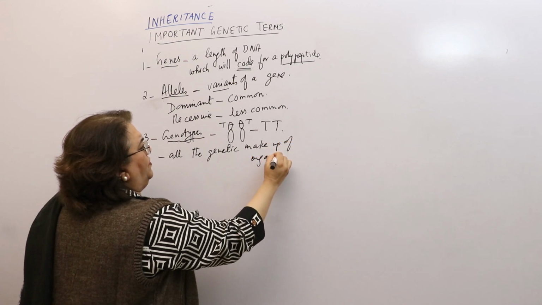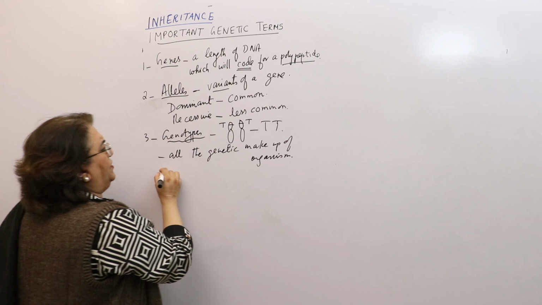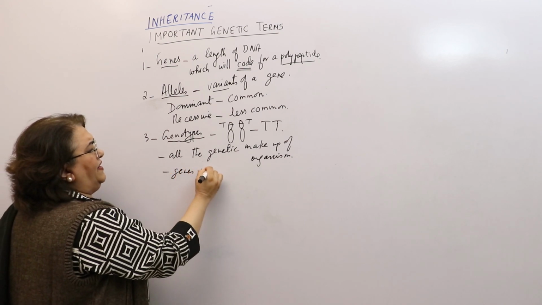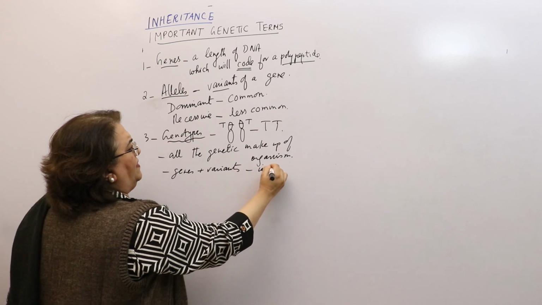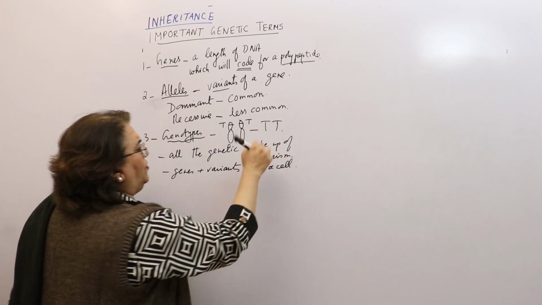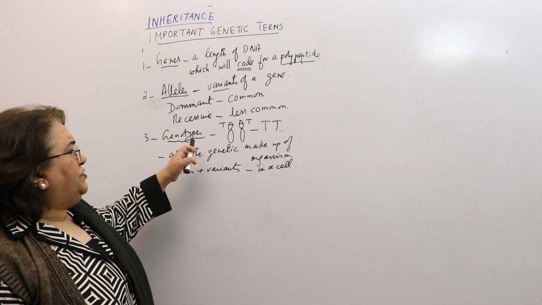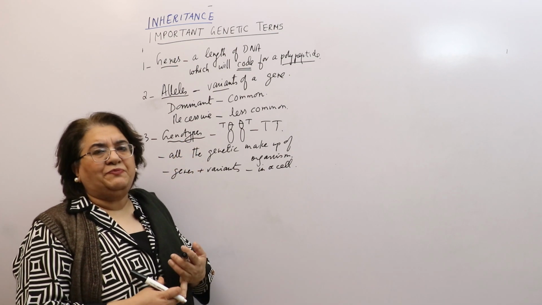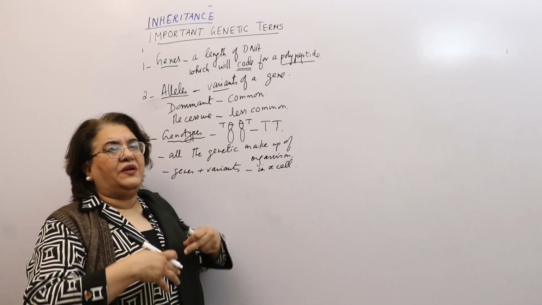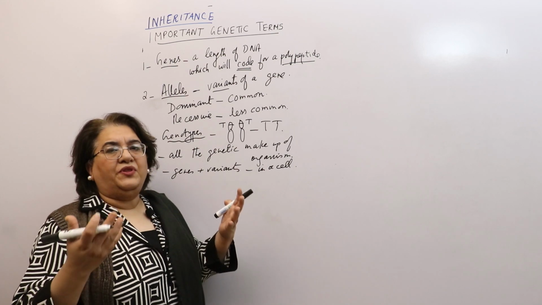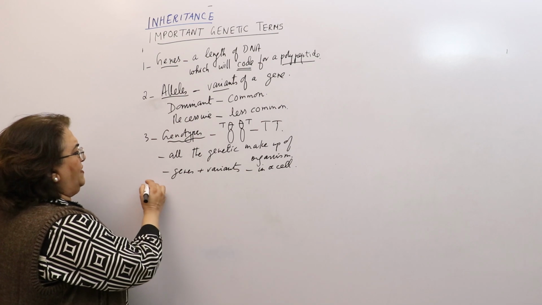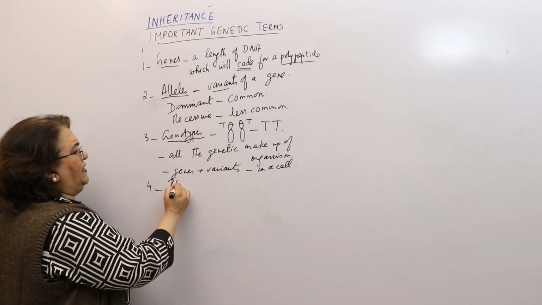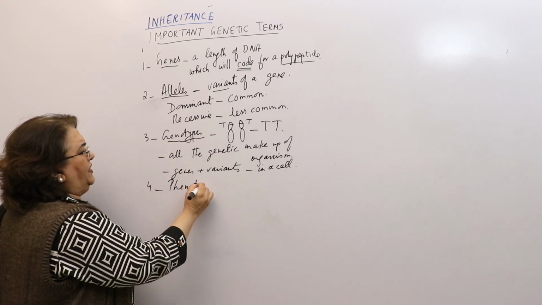Another meaning could be all the genes and their variants present in a cell. So genotype would be all the genes and the alleles present in an organism, but how are they seen? How are they expressed? How do we physically see them? That brings in the second word, and that will be our phenotype.